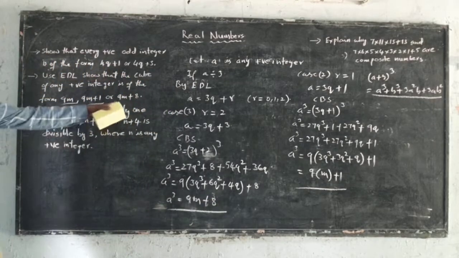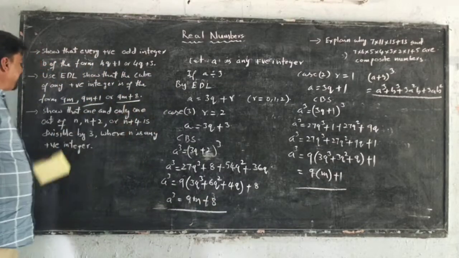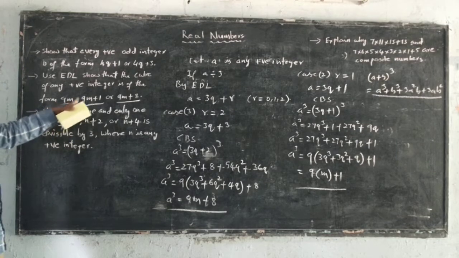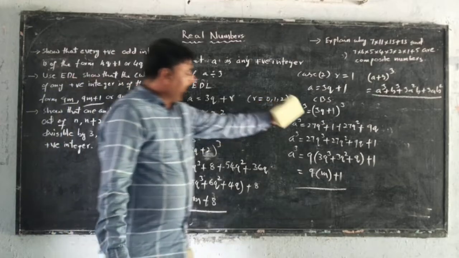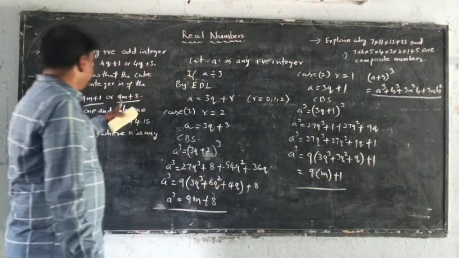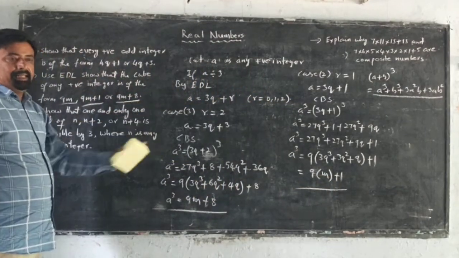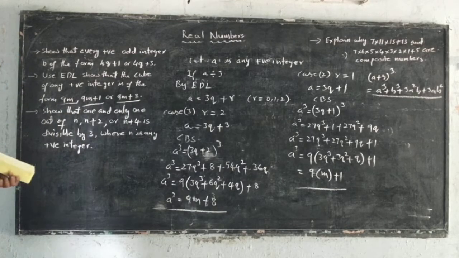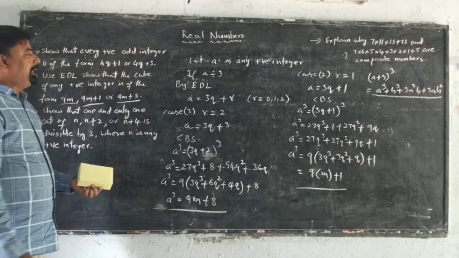So if you see, the cube of any number is either in the form of 9m. In the first case we proved that it is in the form of 9m. In the second case we proved that it is in the form of 9m plus 1. In the third case we proved that it is 9m plus 8. So like this we can prove these statements by using EDL, Euclid's division lemma.